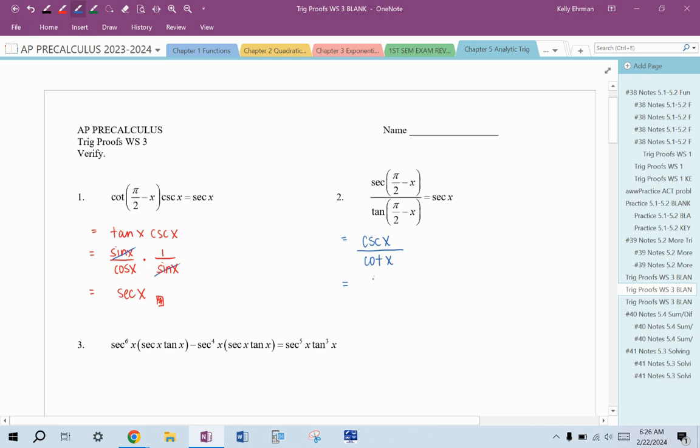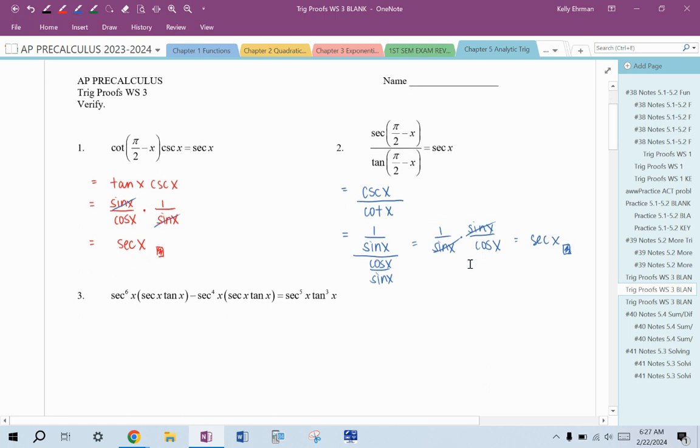So let's see. So 1 over sine x. And we're dividing by cotangent. So that means we're dividing by cosine x over sine x. So you can flip this around. 1 over sine x can get multiplied by sine x over cosine x. So the sines cancel. And again, 1 over cosine x is secant x.